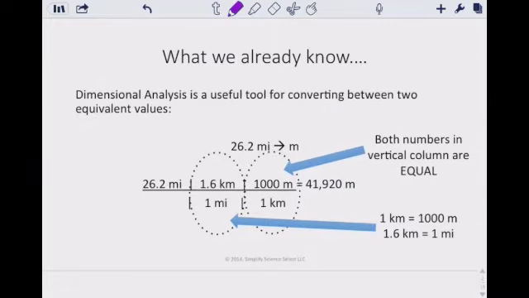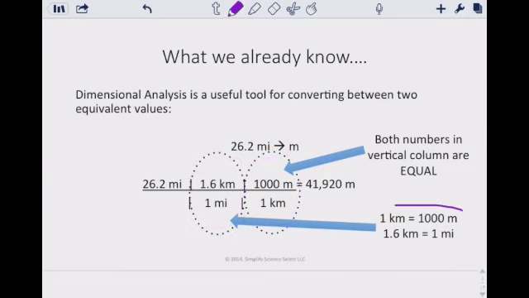So what we already know coming into this, that dimensional analysis is a useful tool for converting between two equivalent values. When we're looking at this, we use our statements of equality, we use our conversion factors, setting up everything. So in this example, we're looking at converting 26.2 miles, which is a marathon, into how many meters that is. And when we look at both numbers in the vertical column, those are equal.